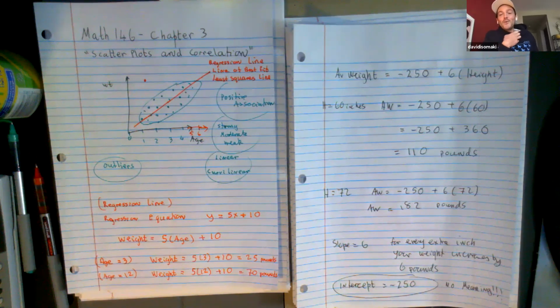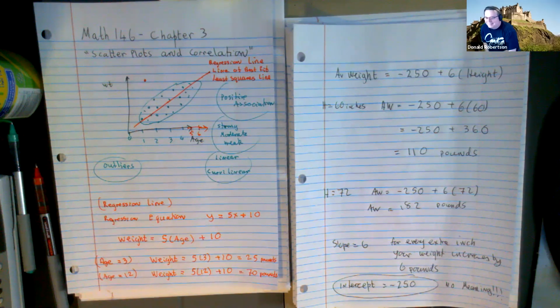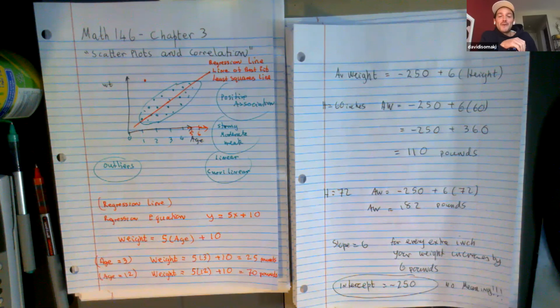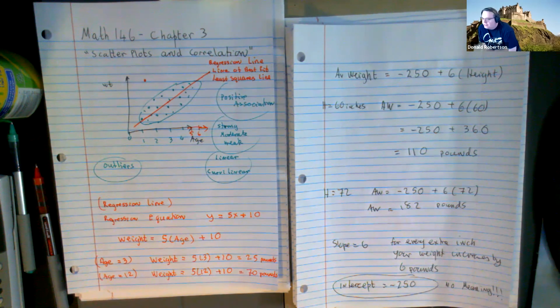Anyway, keep going. I do have a question about the no meaning for the negative 250. Would that just mean that there's a strong association? Is that something you can conclude, or no? No, okay. You can't conclude anything. It's just the numbers that came out in the formula.